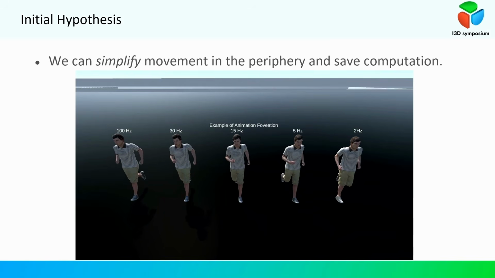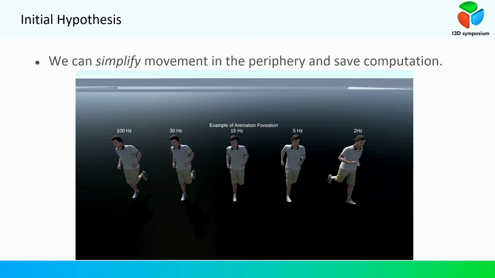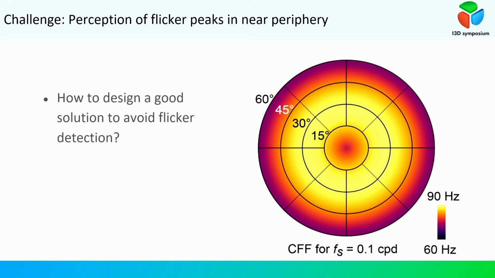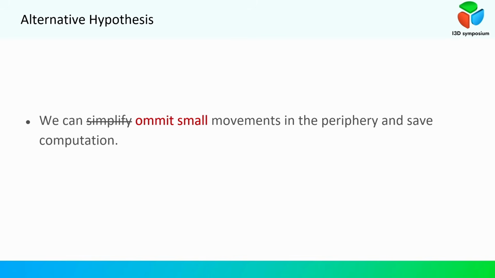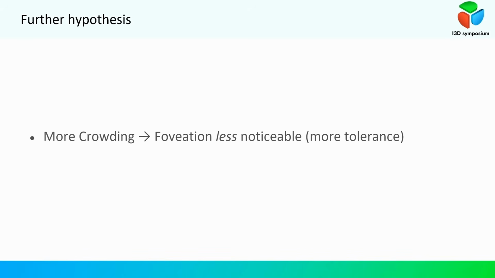What you see on screen here is one such example, where the left is what it looks like fully animated, and going to the right, we see how it looks more and more foveated. We simply reduce the animation rate. However, as we were just saying, our perception of flicker peaks in the near periphery. So if you try to foveate animations, that will make them look clunky and create flicker, which might be perceived by the eyes. So we have an alternative hypothesis. We believe we can omit movements altogether in the periphery and save on computation. As we're dealing with crowds of very small agents with naturally high crowding, we believe the lack of animations will go unnoticed.